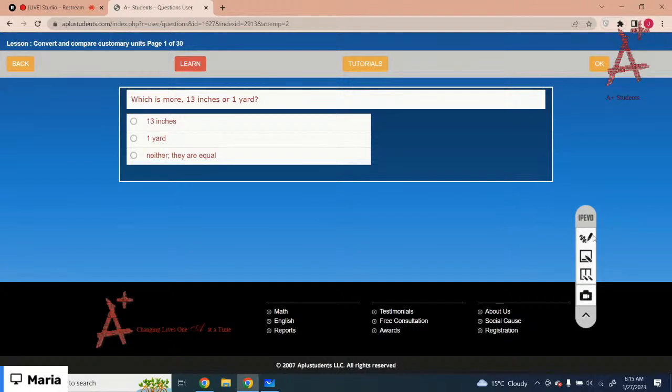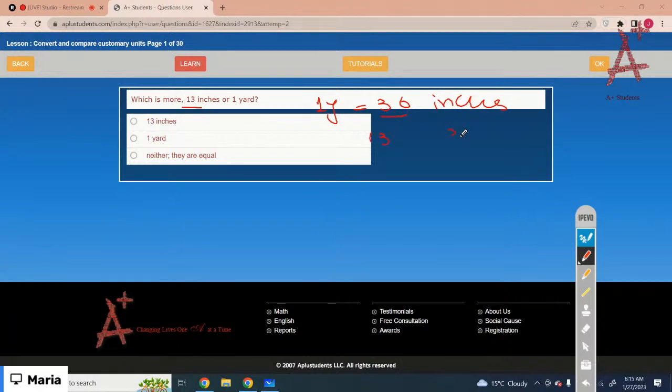1 yard equals 36 inches. So which is more? You have to compare 13 inches and 36. So which is more? Obviously 36 inches is more than 13 inches. That means 1 yard is more. Got it? So the correct option is 1 yard.